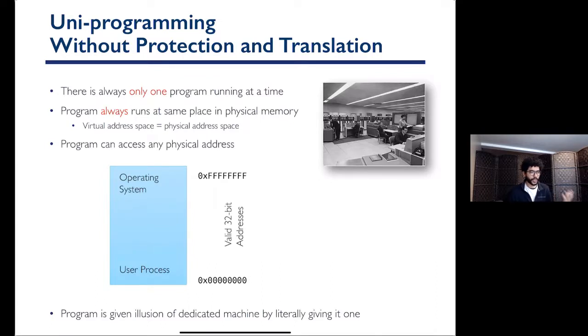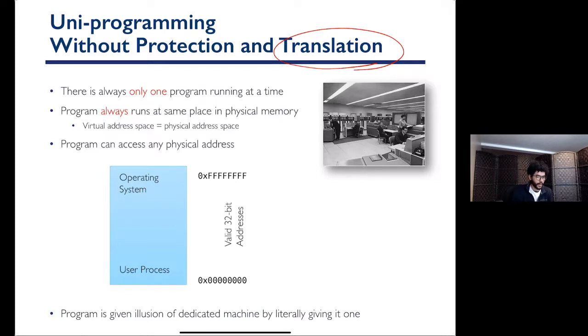So when you had uniprogramming, you basically didn't need protection and you didn't need translation, meaning that you didn't need to map virtual memory to physical memory. From now on, whenever I talk about translation, I'm talking about getting a virtual address and then figuring out where in physical memory this virtual memory is mapped.